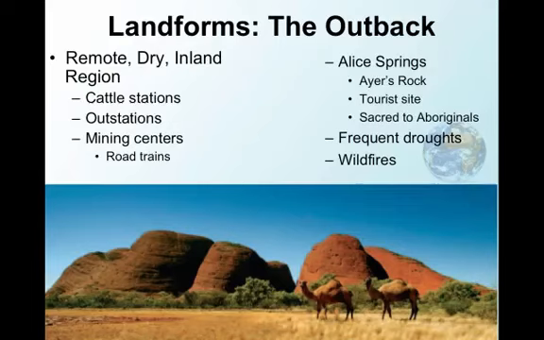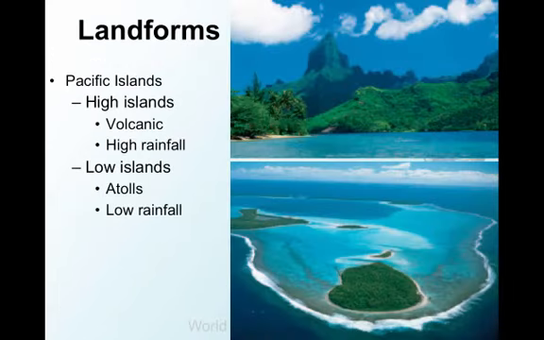Because it is a very hot and dry region, there are also frequent droughts and then also wildfires. Something that we will discuss later on are some of the major ethnic groups in Australia, and some of the Outback is very sacred to the major ethnic group in Australia, which is called the Aboriginals or Aborigines people.